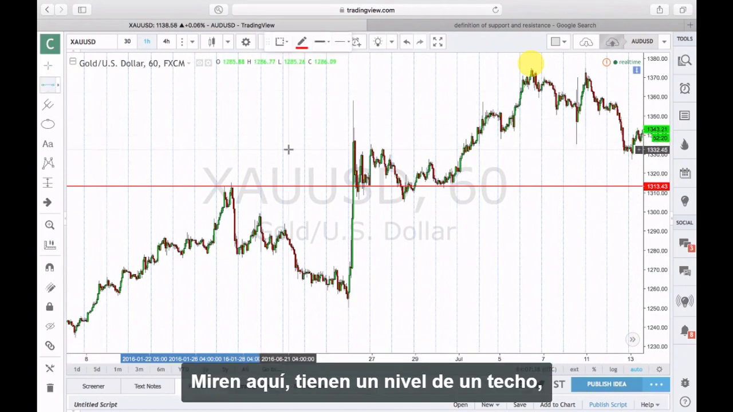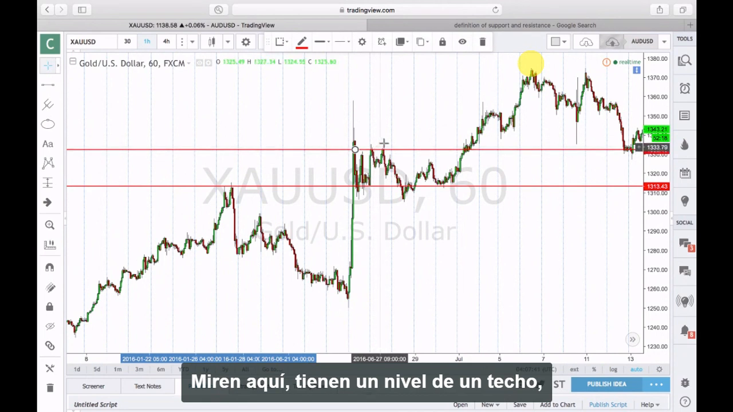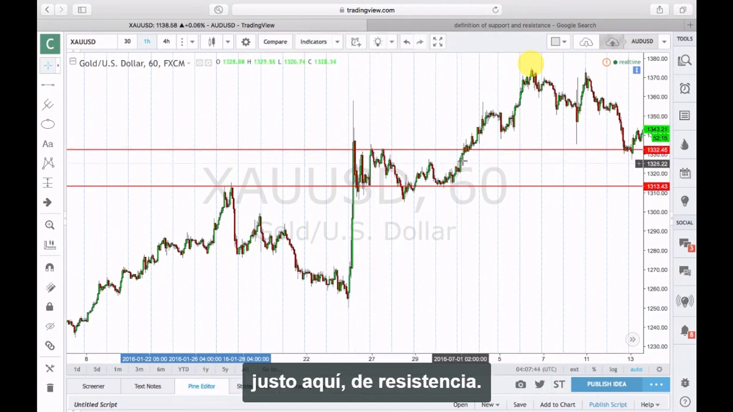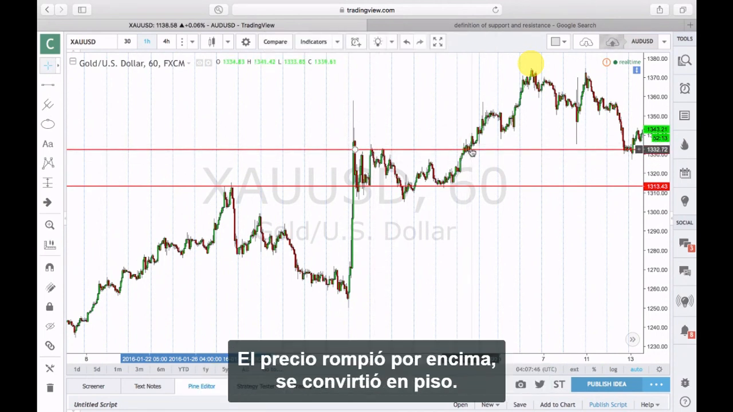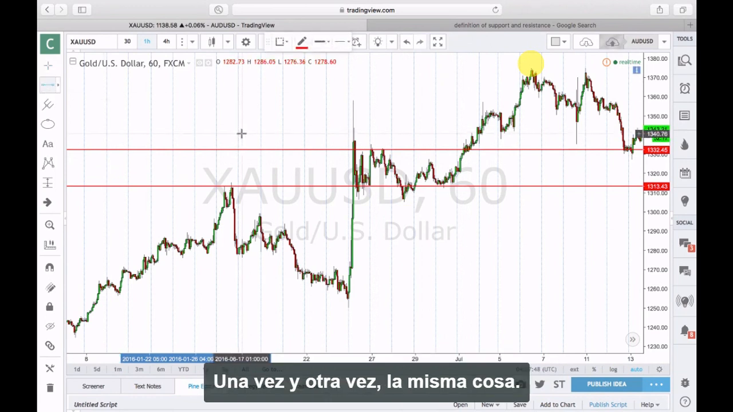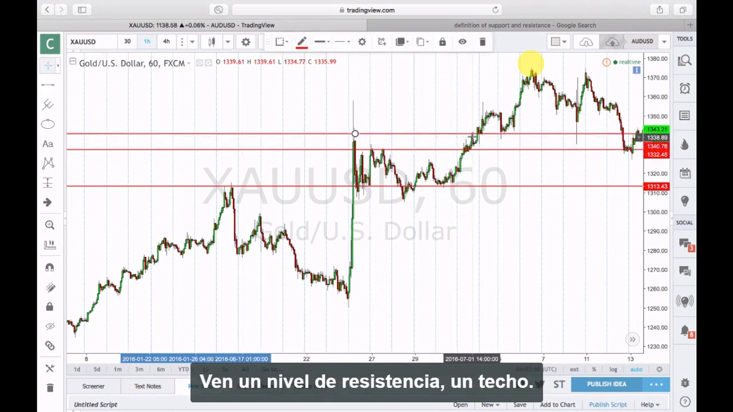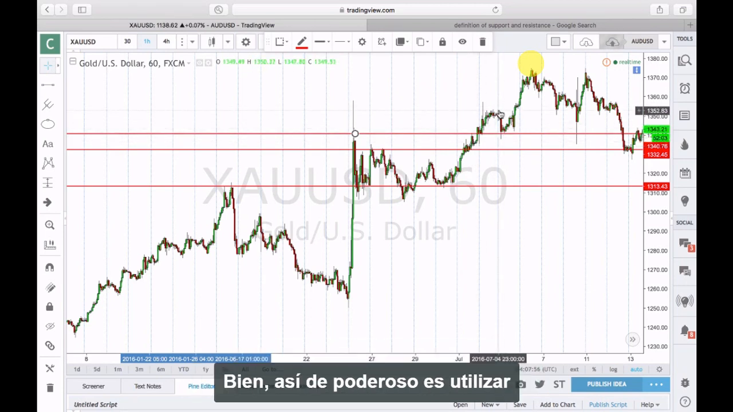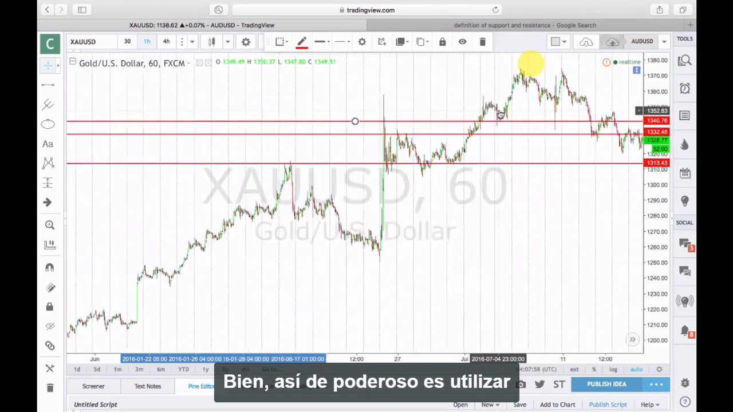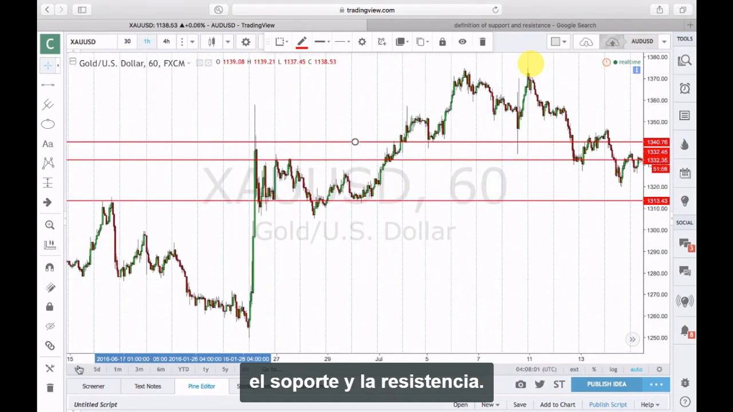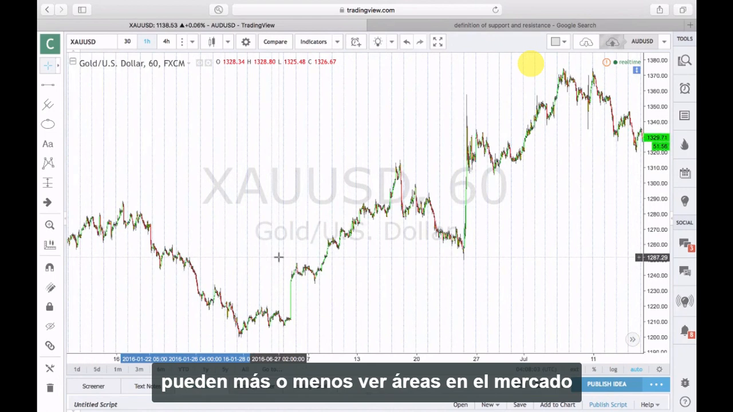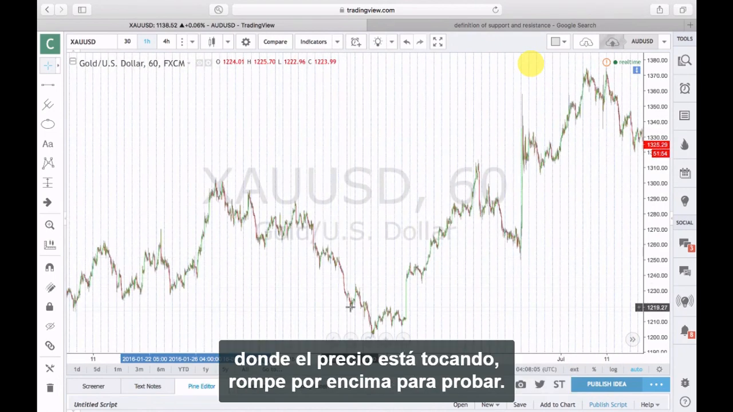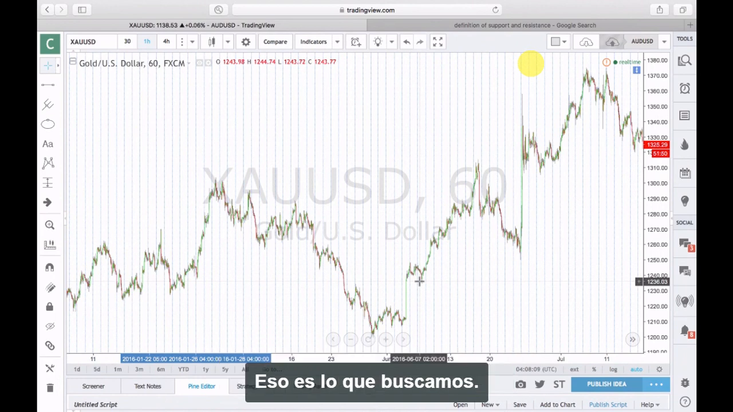You have a level of a ceiling right here of resistance. Price broke above it, became the floor. Time and time again, same thing. You see a level of resistance, a ceiling. Price broke above and tested as the floor. Okay? That's how powerful utilizing support and resistance is. When you look from a distance, you can pretty much see areas within the market where price is touching, breaks above to test. That's what we're looking for.